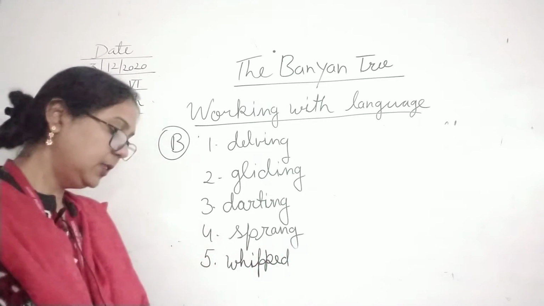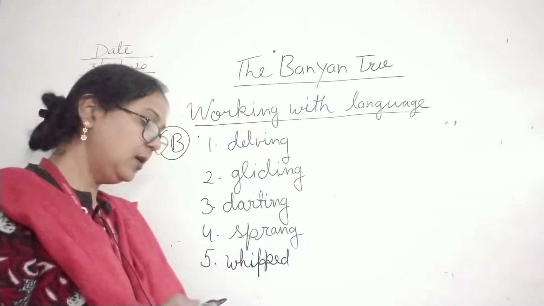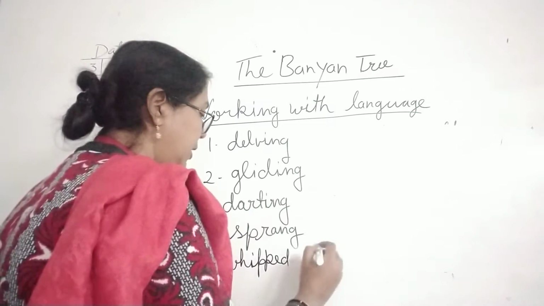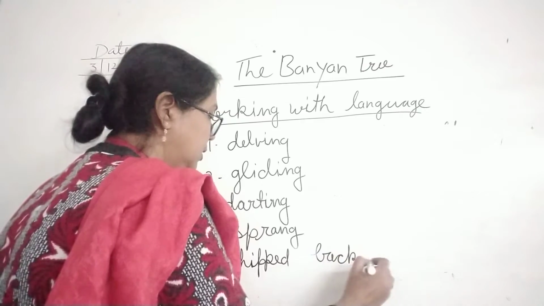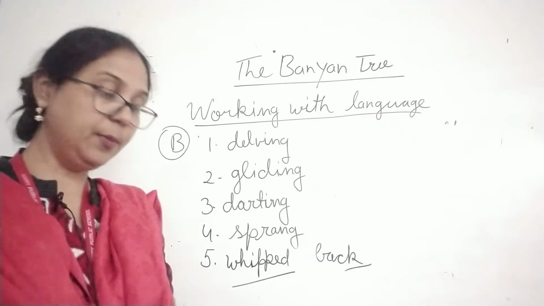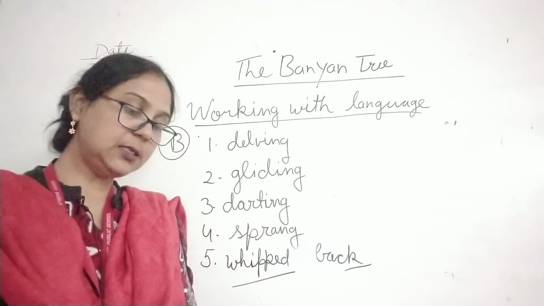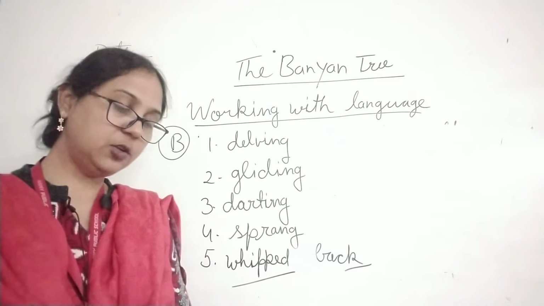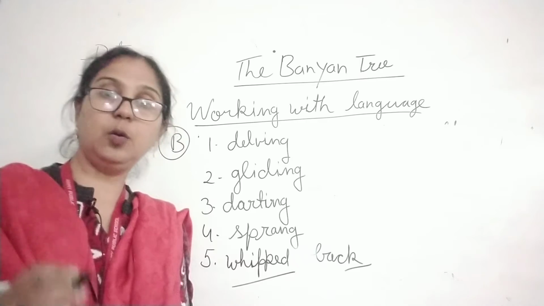Whipped. The snake whipped his head back. Now next word is back. So there are 2 words which you are going to write in this number 5. So the snake whipped his head back to strike at the crow.